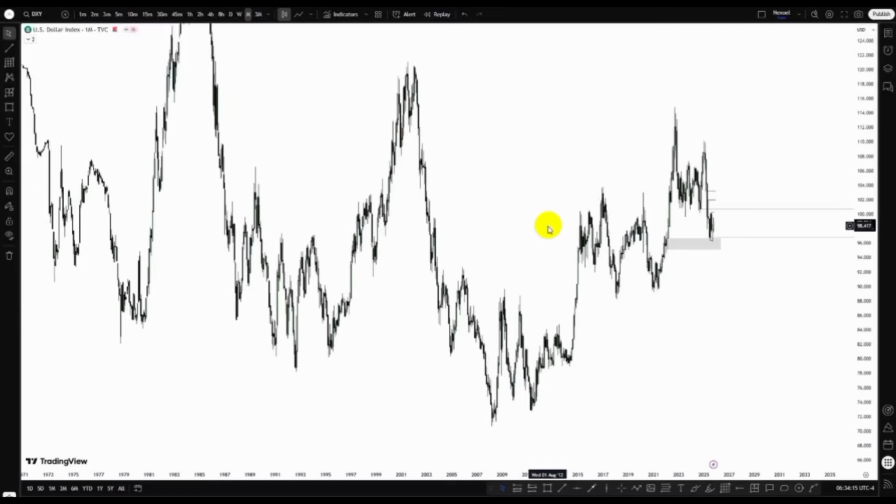So we're going to be looking at the weekly forecast, and we're going to start off from the dollar index, but we're going to start that from the monthly time frame. So here's the dollar index, and this is the monthly time frame in the dollar index.